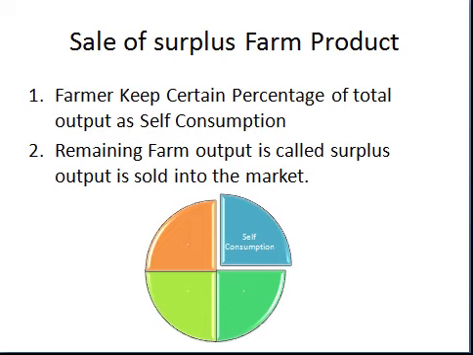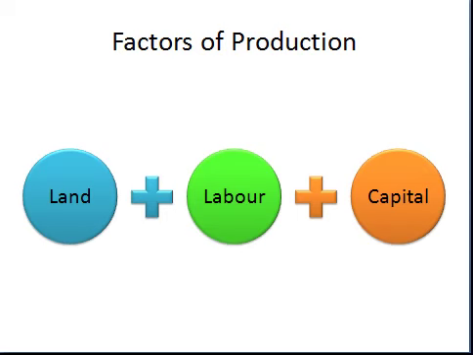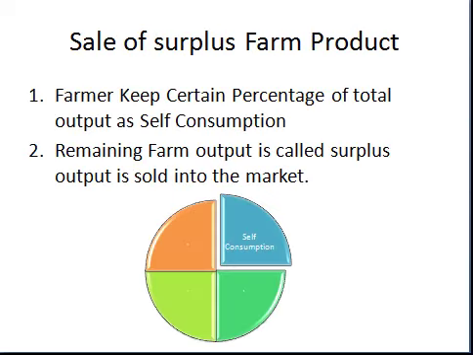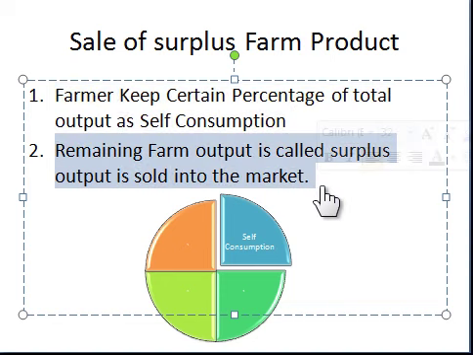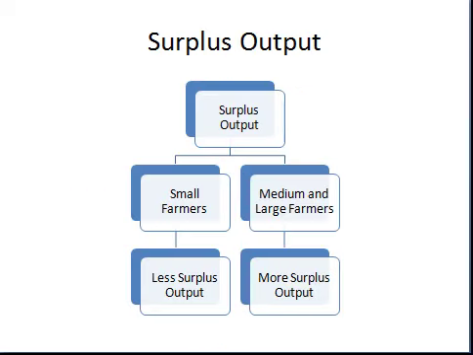Sale of surplus farm product. Students, what does a farmer do after getting the farm output? For example, a farmer is producing wheat by employing 3 factors of production: land, labor and capital. Now what will he do after getting the farm output? Definitely, he will keep a certain percentage of the total farm output for self-consumption, and the remaining part of the total product will be considered as the surplus product. It will be for sale in the market. So he carries this surplus product to the market.